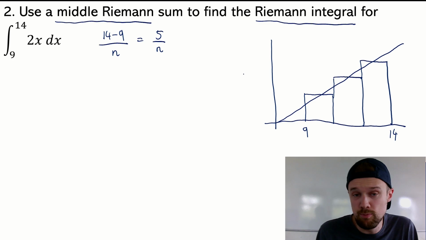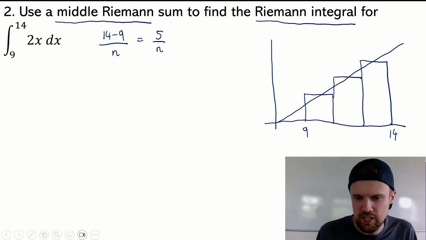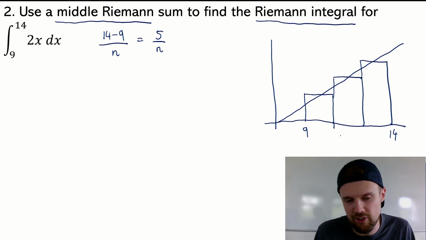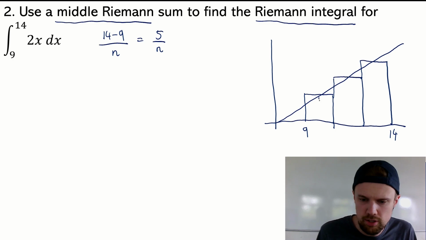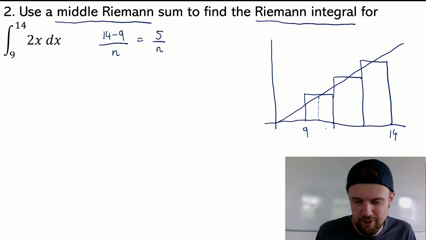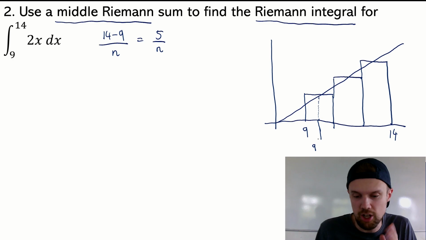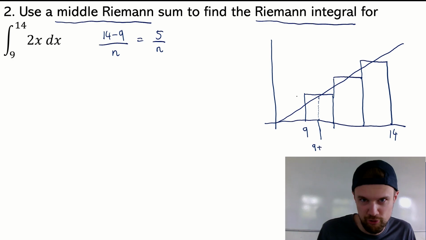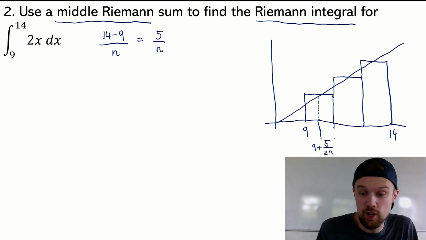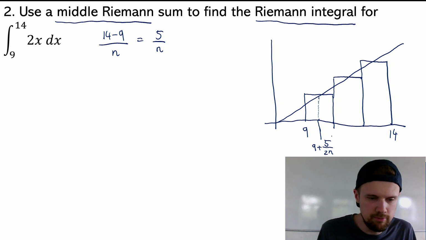But the interesting thing is I'm not interested in just adding that on each time, although that would get the end of the first rectangle, for instance, if I added on 5 over n. What I really want is what's the x value for halfway into that first rectangle, which would be got by doing that first rectangle's start point plus half of the width of a rectangle, which should be 5 over n divided by 2, in other words 5 over 2n.